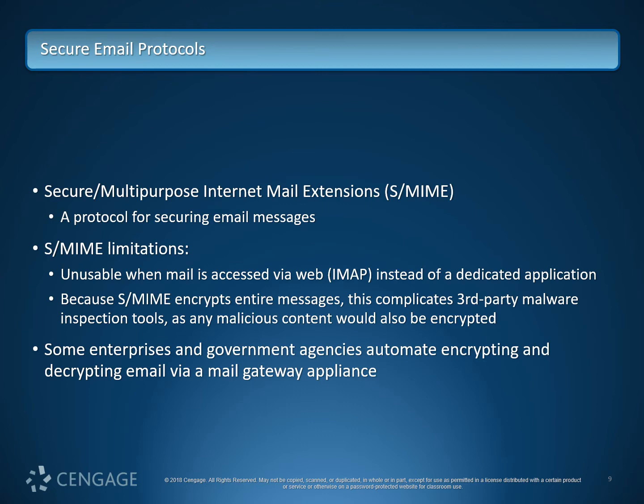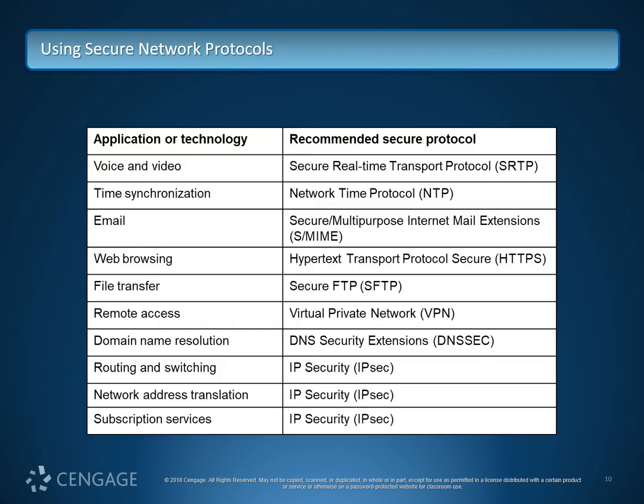So if something is viewing your email, or at least trying to get a look at the header to make sure something isn't potentially going to damage your system, it would also be encrypted. So you can only run the scan after the email message has downloaded and decrypted, which could be too late. Some enterprises will automate the encryption and decryption process via mail gateway, so that can be a hardware solution for a software problem. Here we have a couple of different secure network protocols based on different types of media.